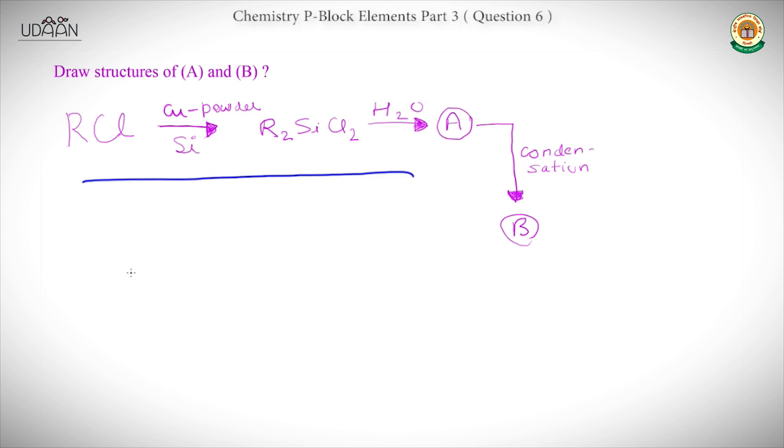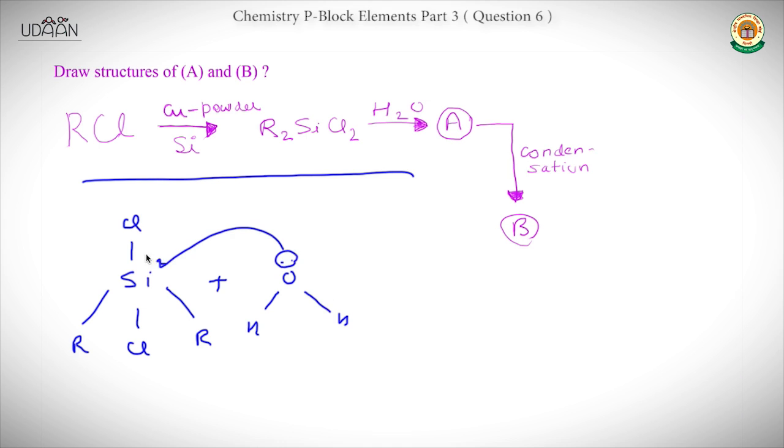Now draw its structure: Si, Cl, Cl, R, and R. And when it reacts with H2O, the H2O will attack on silicon and chlorine will be substituted. We will get Si with OH, Cl, R and R, and we'll get HCl as the product.